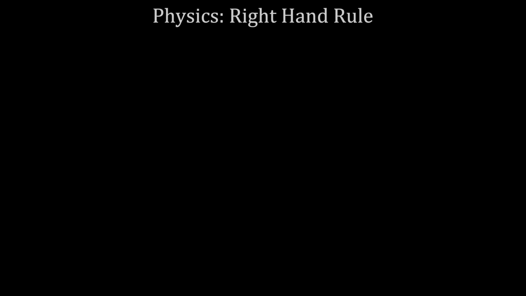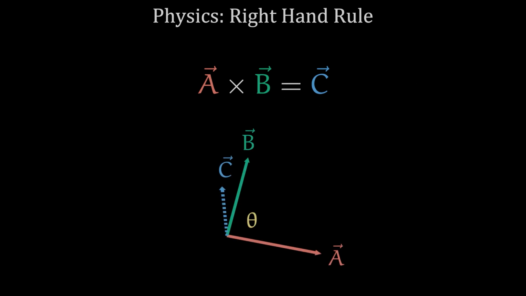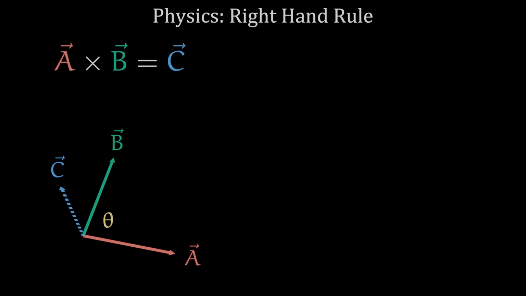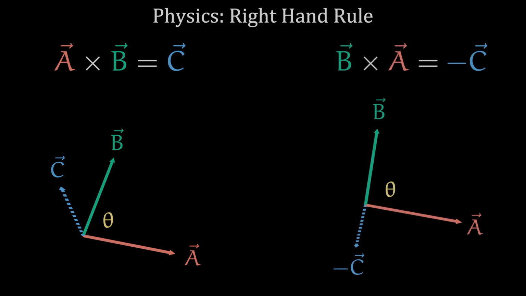A vector cross product is written like this. Here we have a cross product between vector A and vector B, and the result is a new vector, vector C. Geometrically, this cross product looks something like this. We know that vector C must be perpendicular to both vectors A and B, and that if we switch the order of vectors A and B in our product, we pick up a negative sign in our resulting vector.